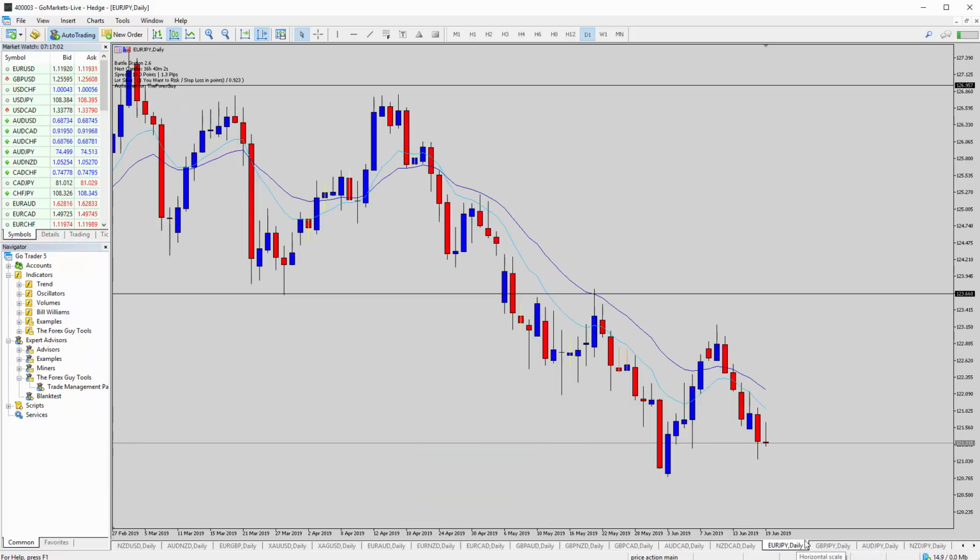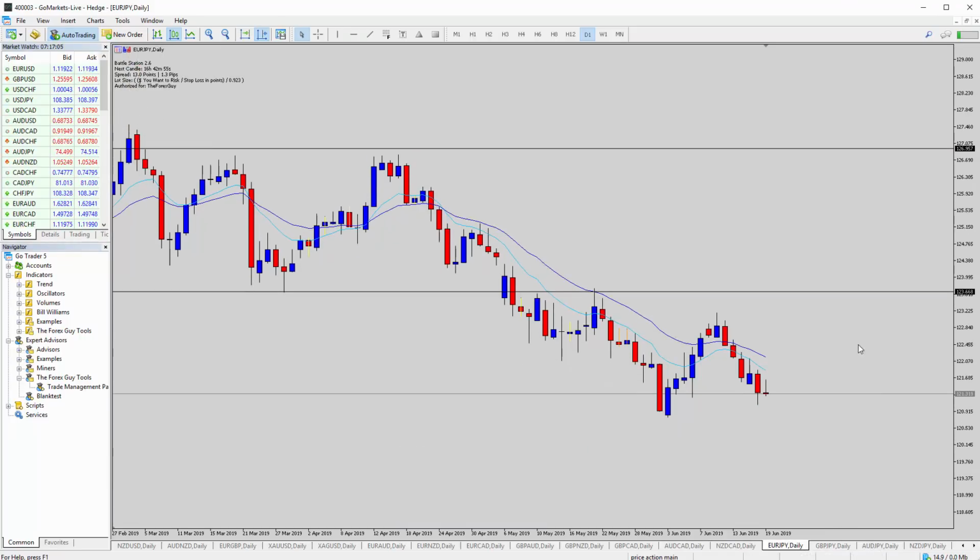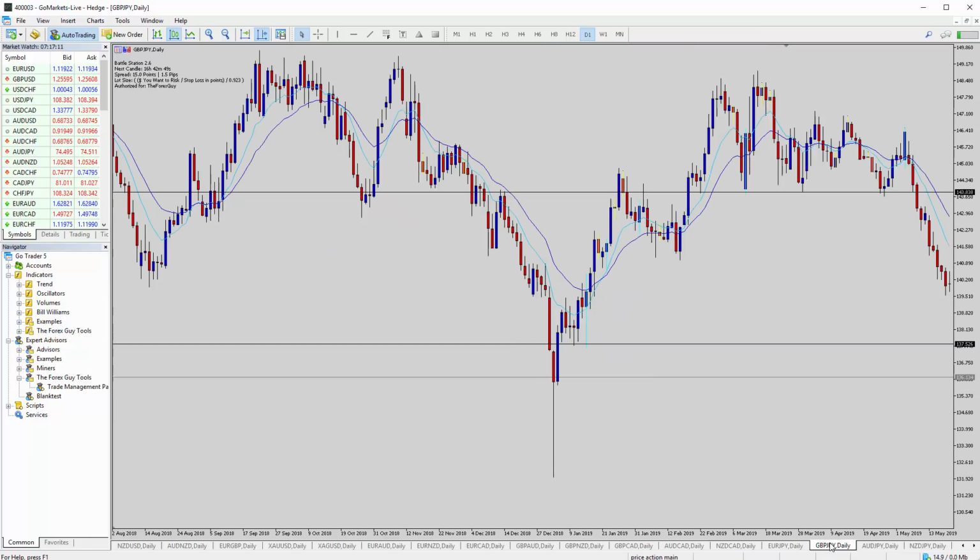Euro yen, so yeah, Euro yen's sort of playing out off lower highs here, so we're out of position to be looking for sell signals at the moment. We need to see another correction.